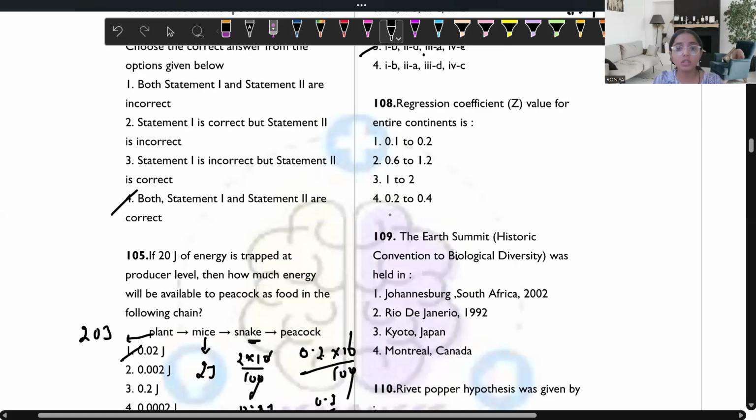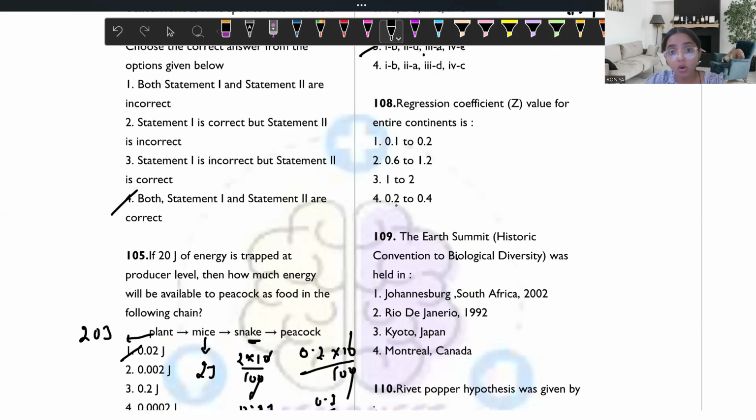Then we have question 108. It says regression coefficient value of an entire continent is 0.6 to 1.2. Understood. So answer to question 108 is option 2.